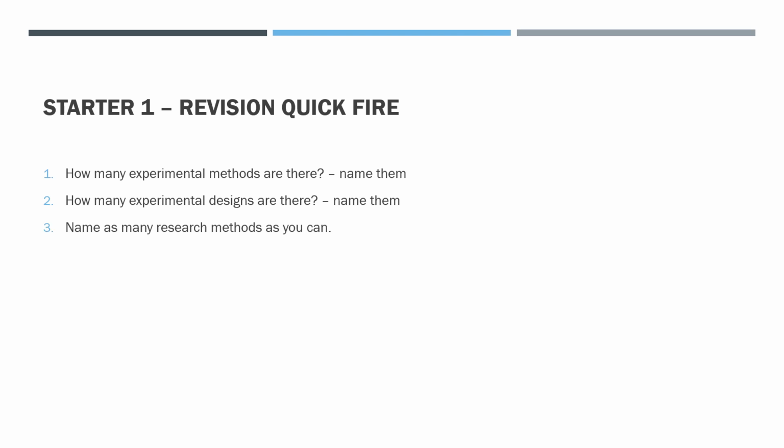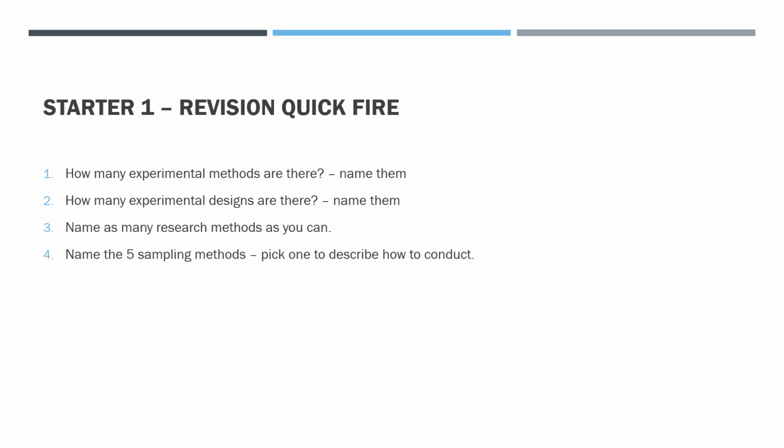Number 3, name as many overall research methods as you can. Go. So the main ones then, experiments, observations, correlations, self-reports. You could have gone for case study, I'll let you have that one, meta-analysis just about, but the 4 main ones: experiments, observations, correlations, self-reports.